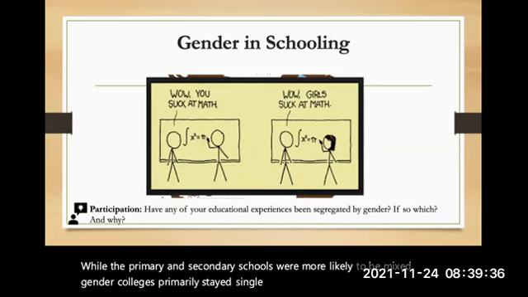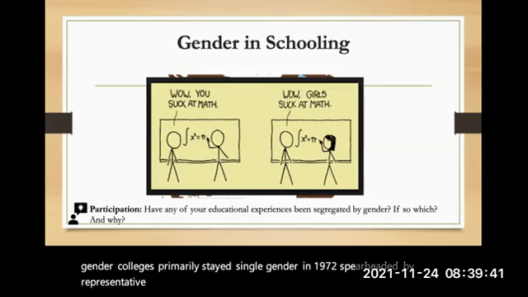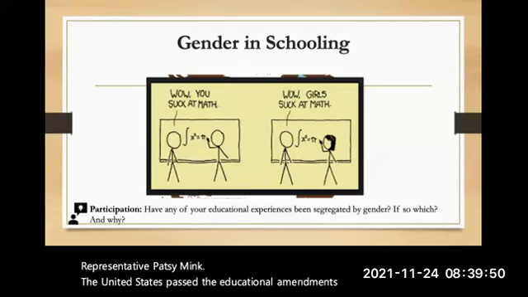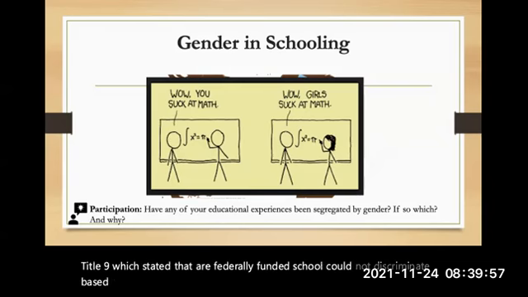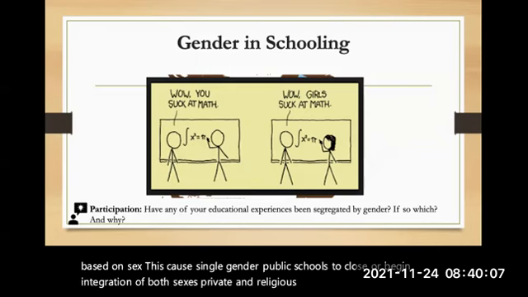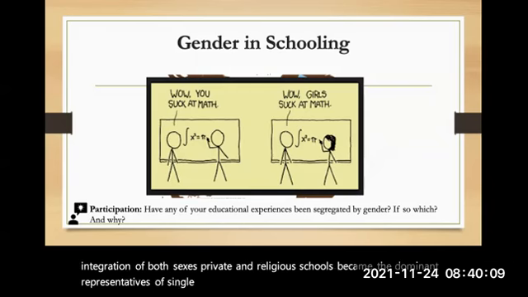In 1972, spearheaded by Representative Patsy Mink, the United States passed the Educational Amendments of 1972, including Title IX, which stated that a federally funded school could not discriminate based on sex. This caused single-gender public schools to close or begin integration of both sexes. Private and religious schools became the dominant representatives of single-gender education in the United States.